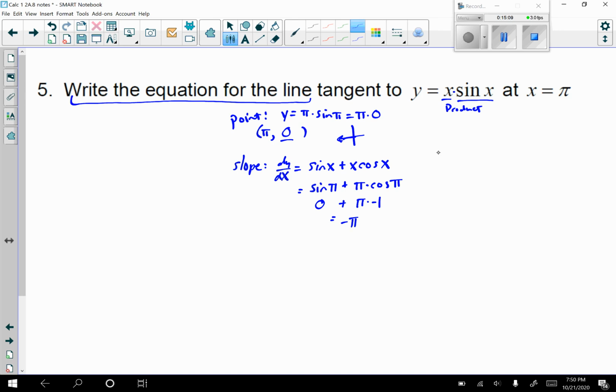So point and slope, we can put it into the form y minus the y value 0 equals slope negative pi times x minus the x value, which is pi. That is good for your answer. You don't have to write -0. You can just say y equals negative pi times x minus pi. That works too. All right, so equations of lines, same, just use your unit circle to plug in.